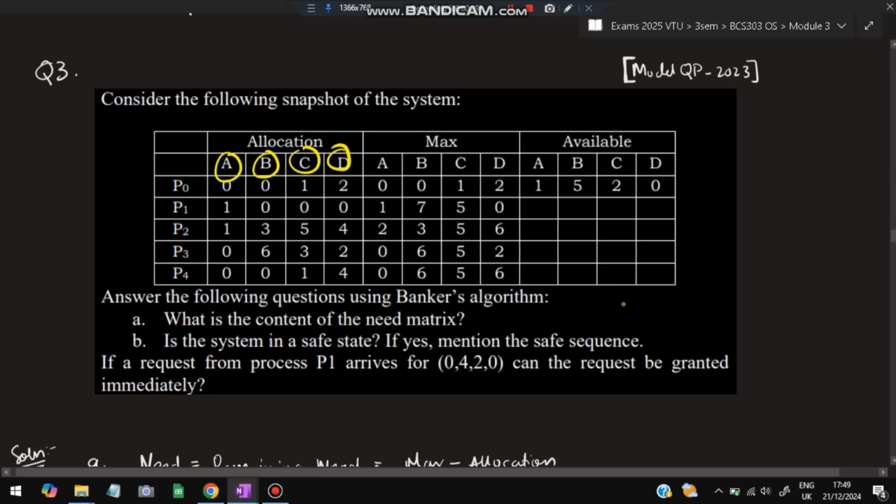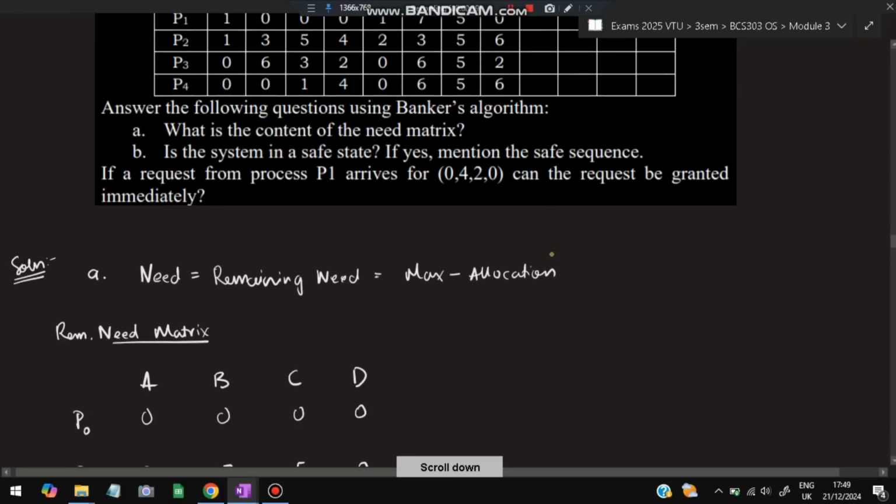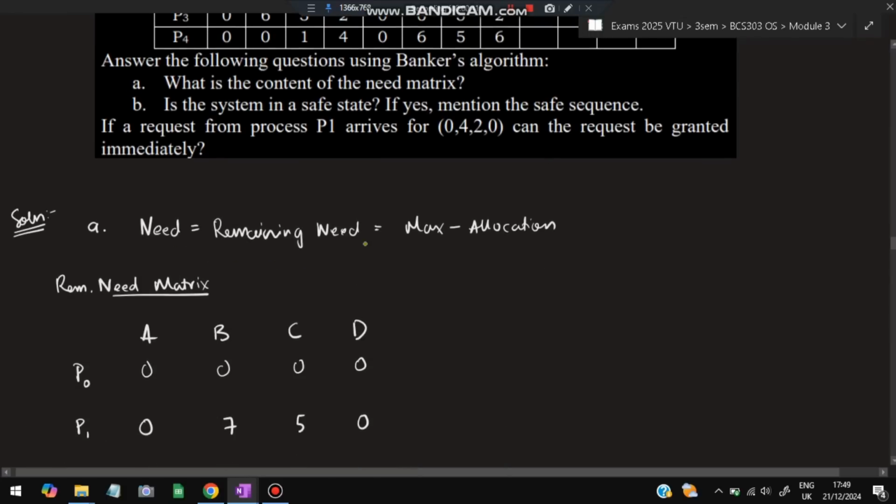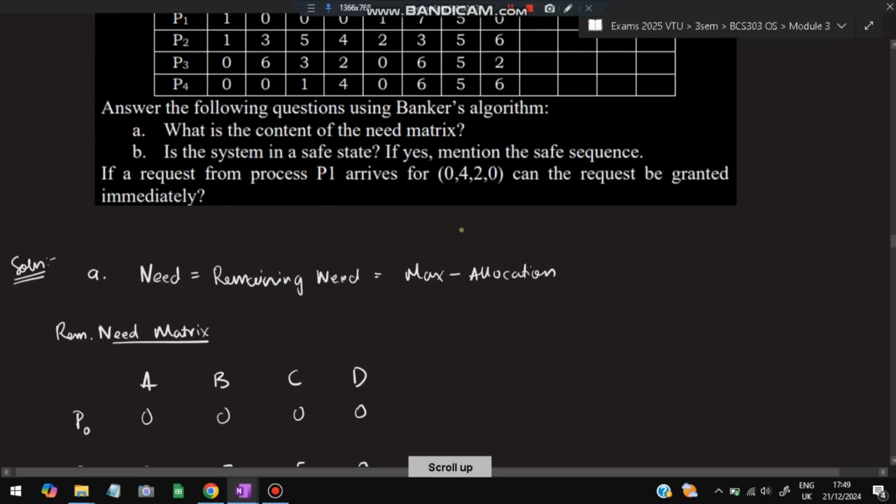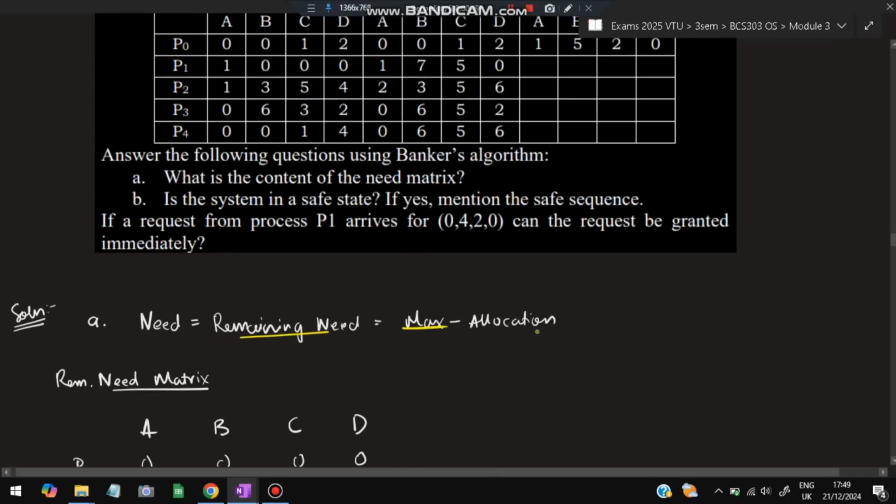So let's understand what we need to do. First question is, what is the content of the need matrix? So we have to calculate the need matrix. What do you mean by need matrix? Let's understand this one by one. Need is equal to remaining need. What they mean by need is remaining need, that is max minus allocation. Always remember, remaining need will be max minus allocation.